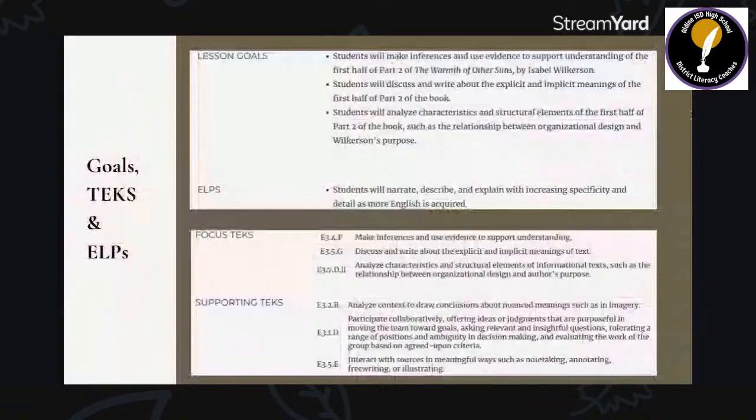The goals for this lesson have students making inferences and using evidence to support understanding of the first half of Part 2 of The Warmth of Other Suns, discussing and writing about the explicit and implicit meanings of the first half of Part 2 of the book, and analyzing characteristics and structural elements of the first half of Part 2 of the book, such as the relationship between organizational design and Wilkerson's purpose.